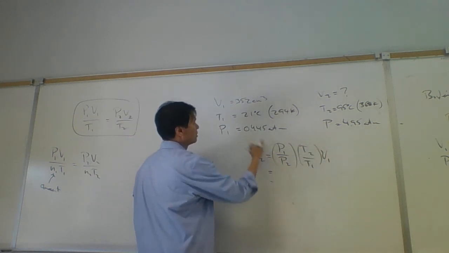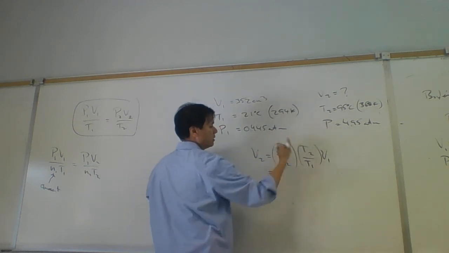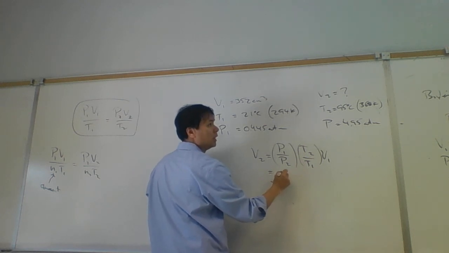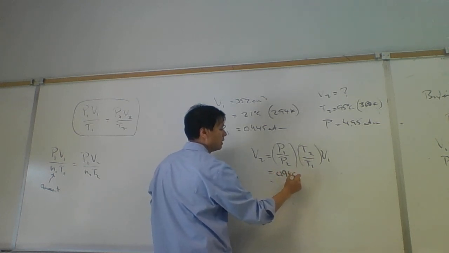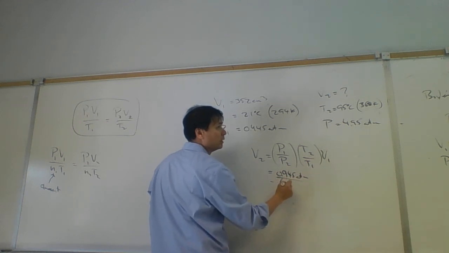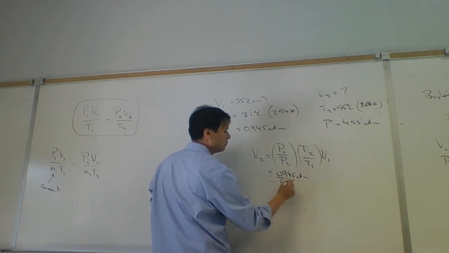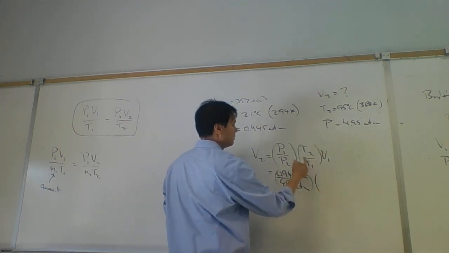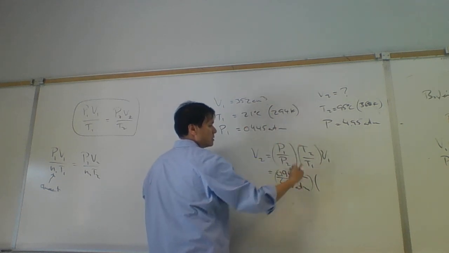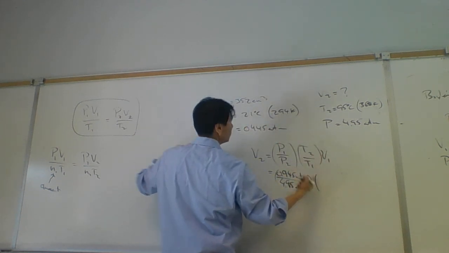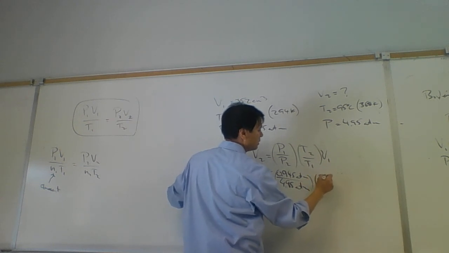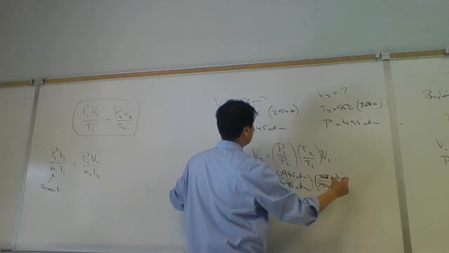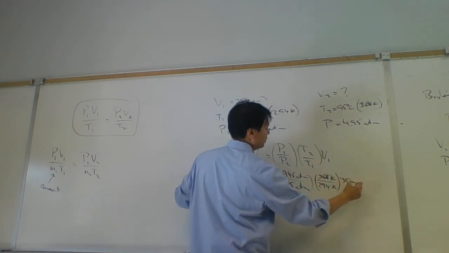And so when we look at the pressure, what did it do? The pressure increased. If the pressure increases, then the fraction should be less than 1. So we have 0.945 atmospheres over 4.95 atmospheres, and this is less than 1, so it decreases. And the temperature increased. If the temperature increased, then the volume should increase, so the temperature fraction is greater than 1. That's going to be 368 Kelvin over 294 Kelvin, times the original volume of 352 cubic centimeters.